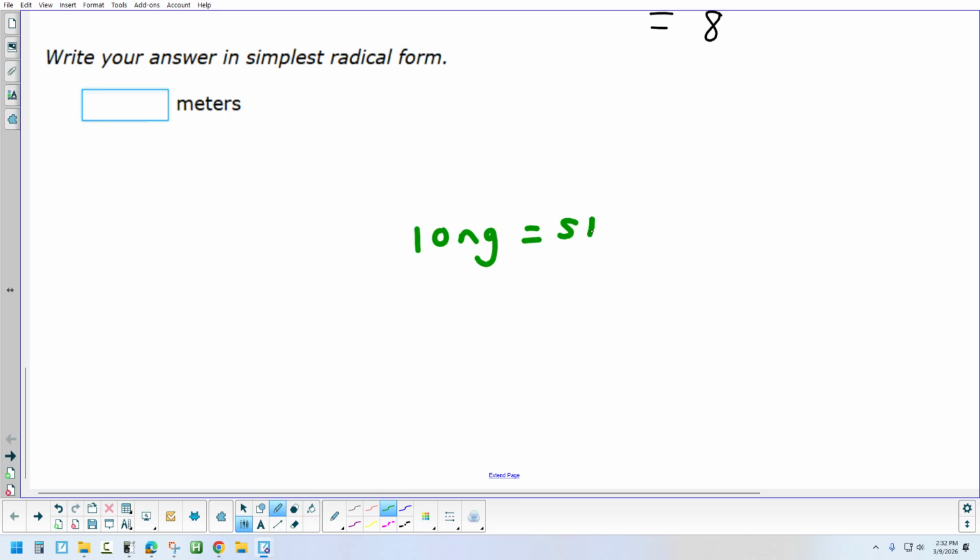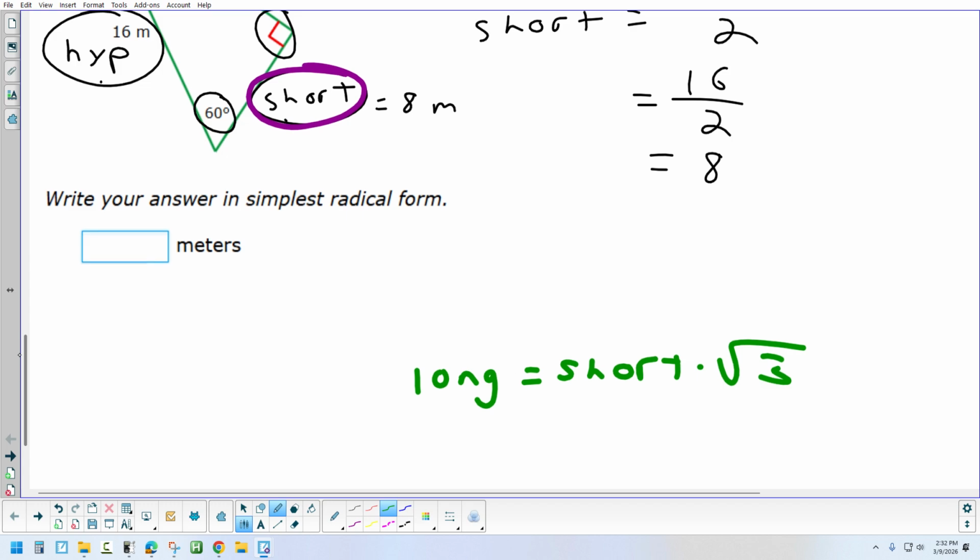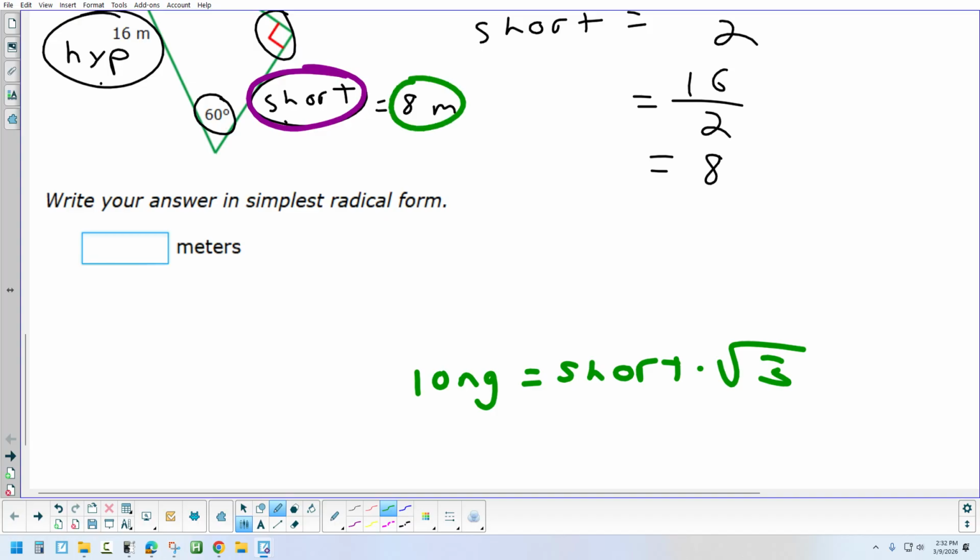Long equals short times square root of 3. How long is the short side? 8. So you're going to fill in that right there, and that's your final answer. 8 times the square root of 3. If that was not simplest radical form, I will help you.